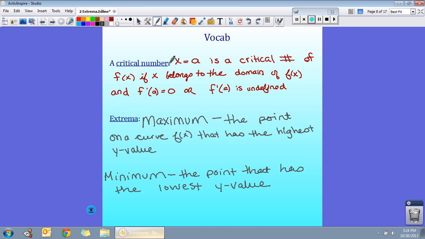Returning to our earlier vocabulary, x equals a is a critical number if a belongs to the domain and if the slope at a is 0 or the slope at a is undefined. The next two vocab words you already pretty much know. A maximum is the point on a curve f of x that has the highest y value, and a minimum is the point on a curve that has the lowest y value.